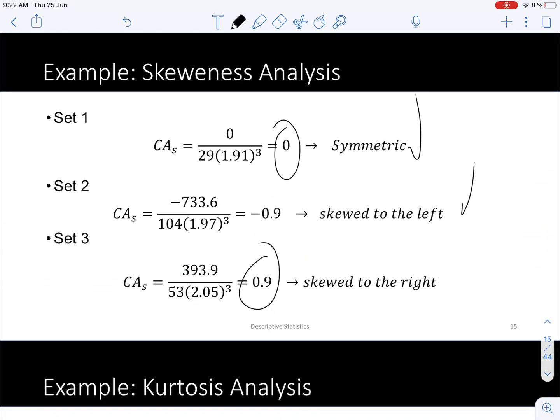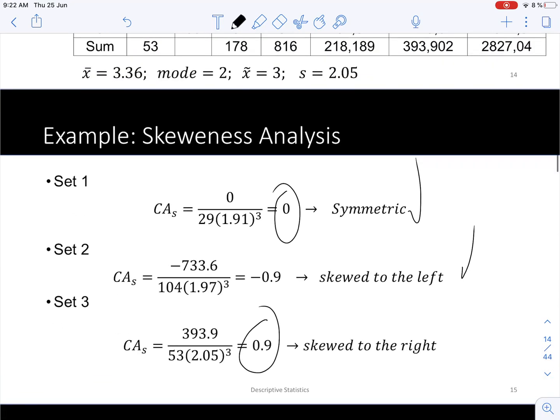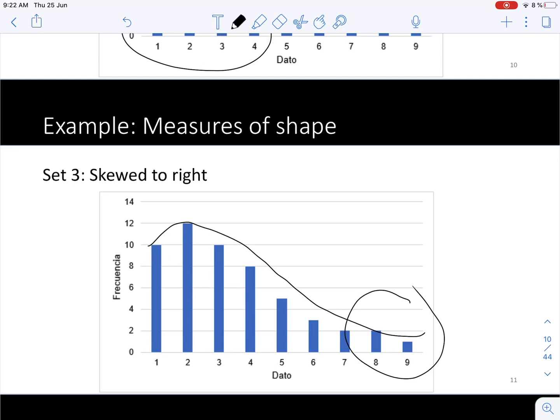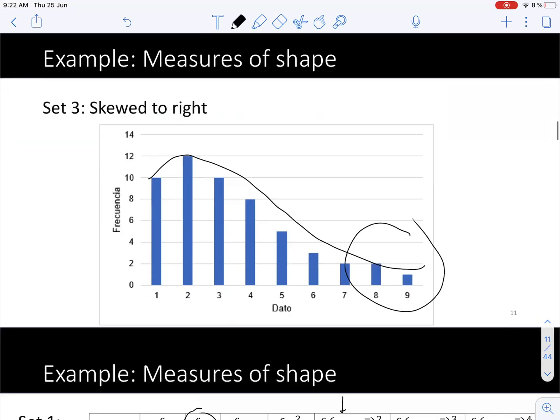And the last one, we have 0.9 for set 3. It means that it's skewed to the right. And that's true because we have a longer tail that goes to the right.